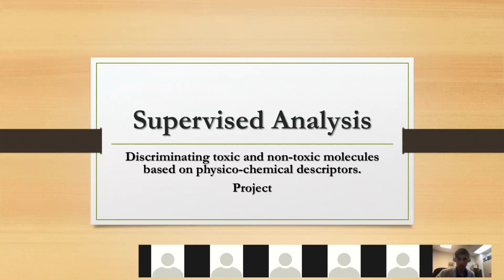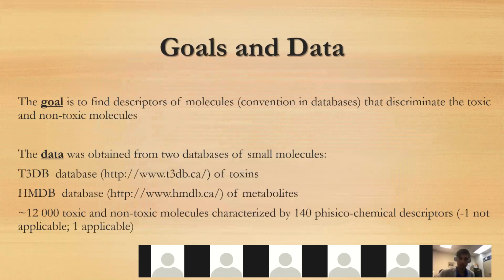So today we're going to be doing something very similar to what we have been doing both on Tuesday and on Friday, but we will complicate things a little bit. And by complicating, I mean a complicated data set that sometimes we have to deal with anyways. So we're going to talk about discriminating between toxic and non-toxic molecules based on their physicochemical descriptors. Now, the goal will be basically the same as before: to find descriptors that discriminate between toxic and non-toxic molecules.